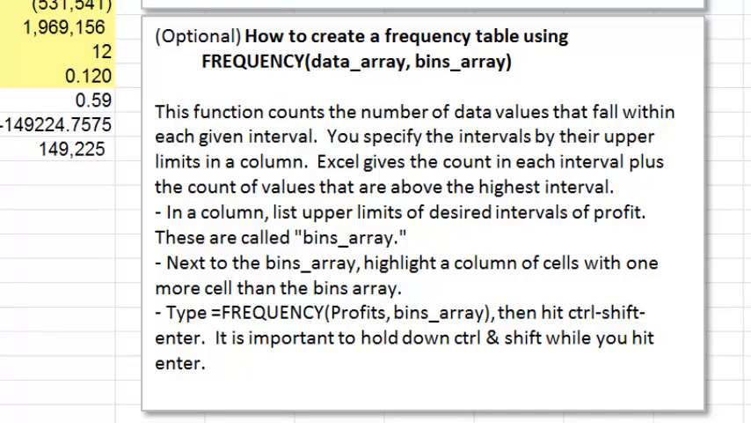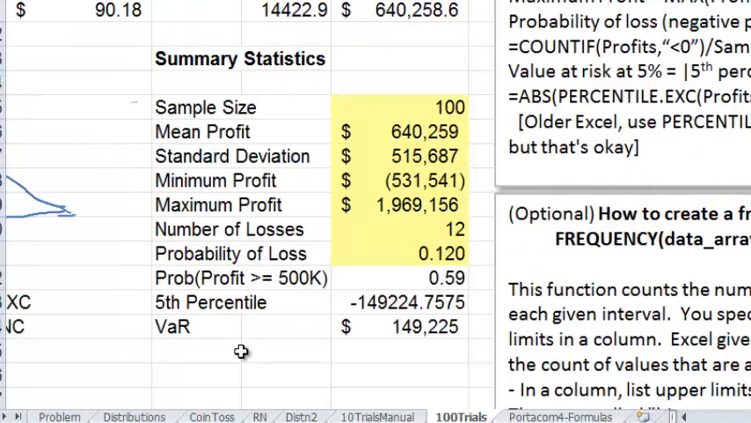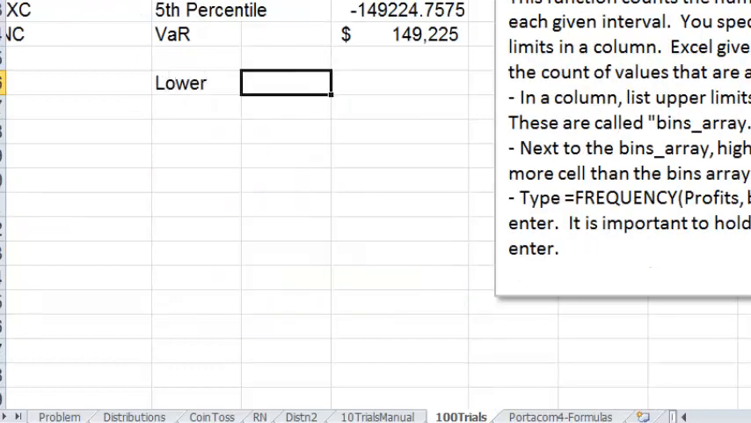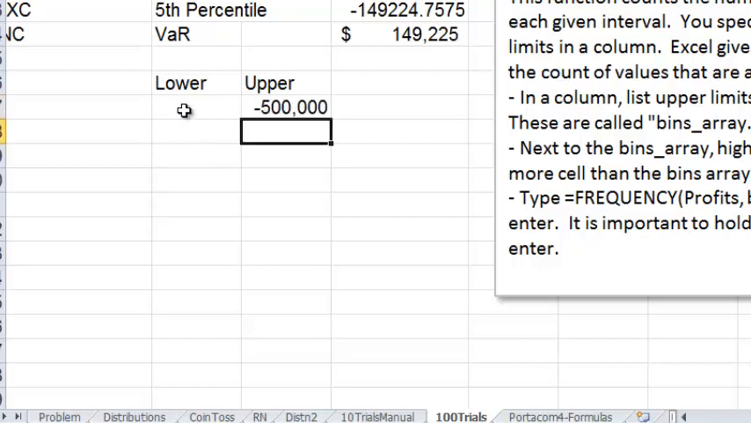First, what we need to do is decide on the intervals. You could see from here the minimum number was around negative 500,000, and the maximum was close to 2 million. So let's say we have intervals of length 500,000. Maybe that would work. So here are the intervals, lower and upper limits of the intervals. And first upper limit, we're going to say negative 500,000.